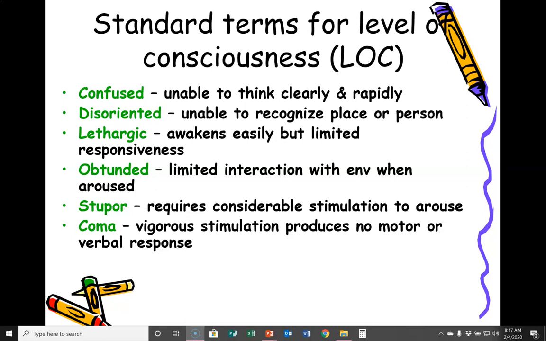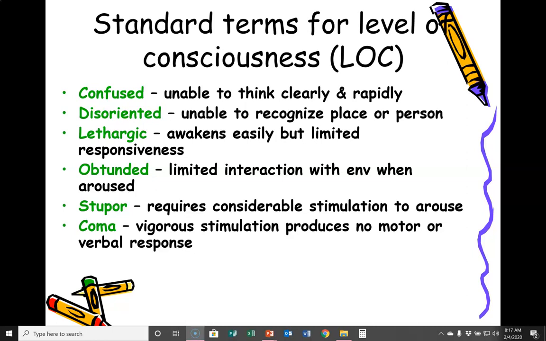Awakens easily, limited responsiveness. So this is they're just tired all the time. There's not a whole lot to them. They do kind of look like they're going to come awake, but then they don't have that response that you're looking for. They're not answering questions. They're not reacting to food or something like that.